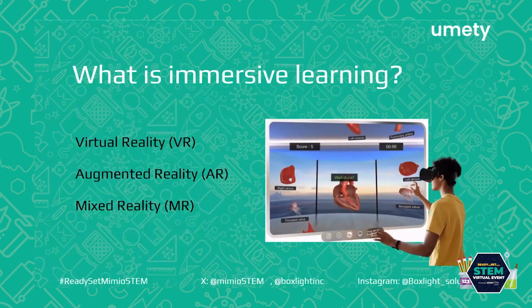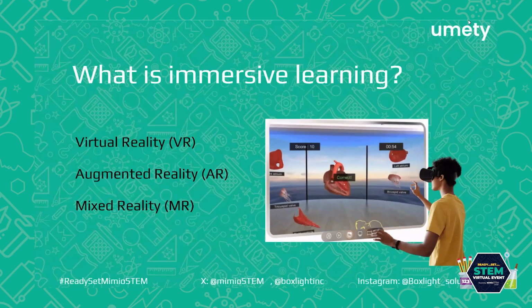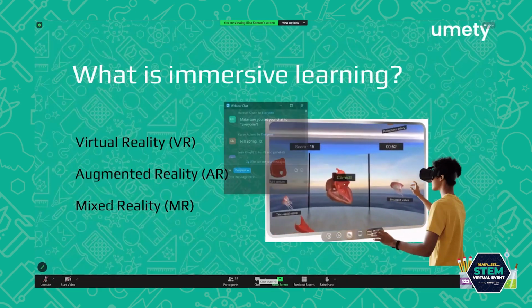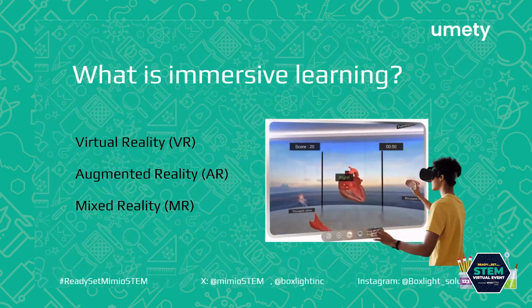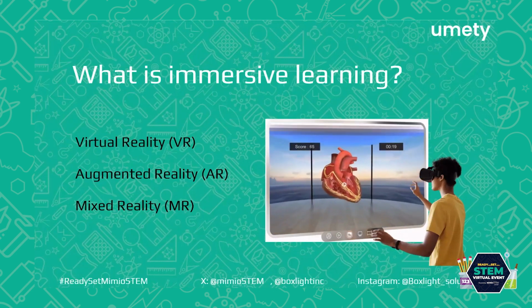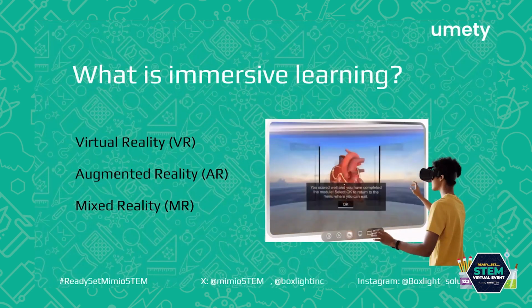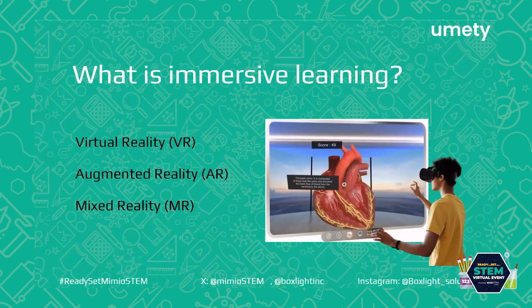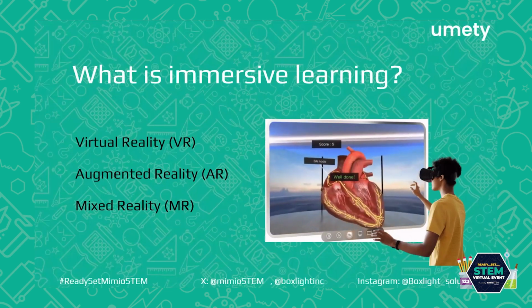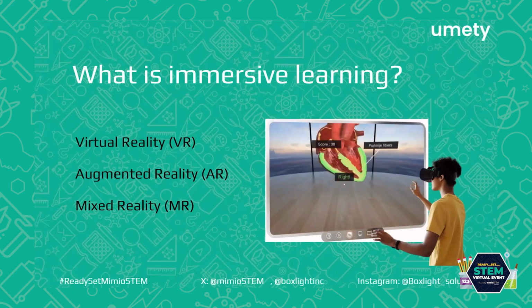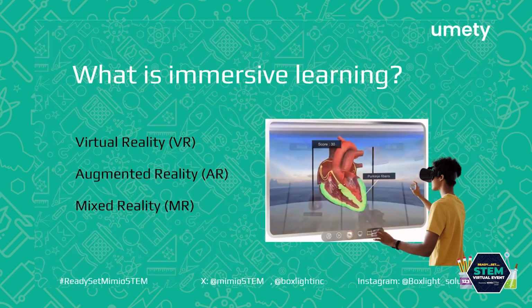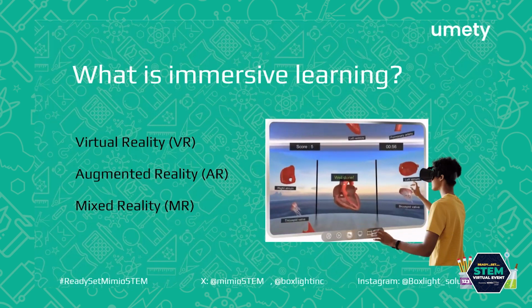So before we get going, I just want to define what we're talking about when we're talking about immersive learning. The three main things that we think about, the first one is virtual reality. Virtual reality usually involves a headset, right? In virtual reality, your vision is completely covered. You're kind of taken away to another space.